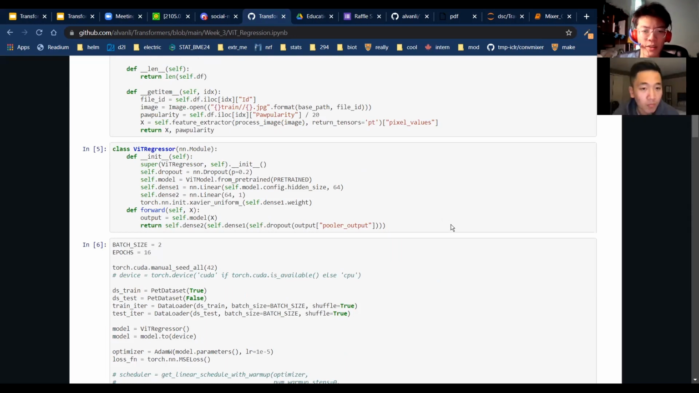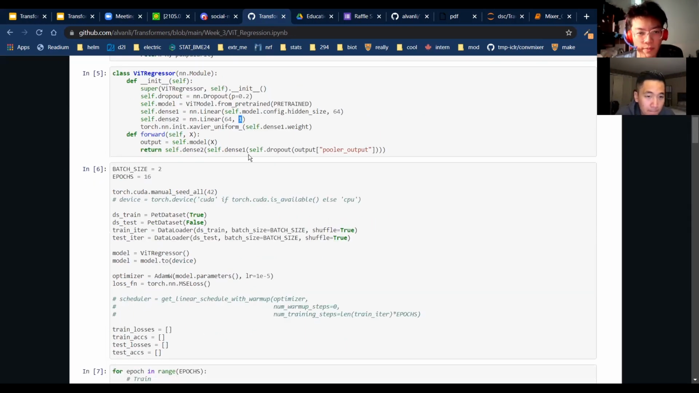And then this is the vision model regressor. So basically, we have a pre-trained model, and then we're replacing the head with some linear layers. So we're converting the hidden size to 64 and then 64 to 1. And from this 1, we'll take the regression score. And we also added a dropout here.